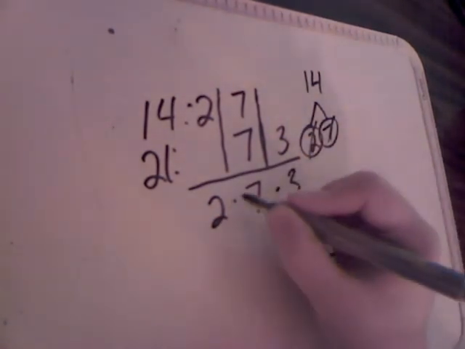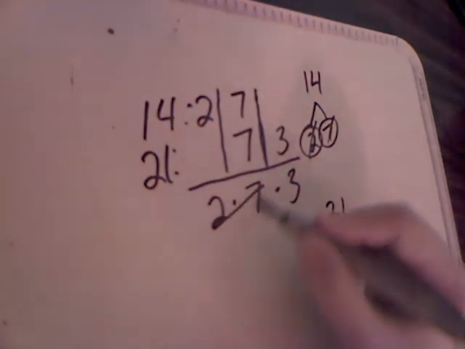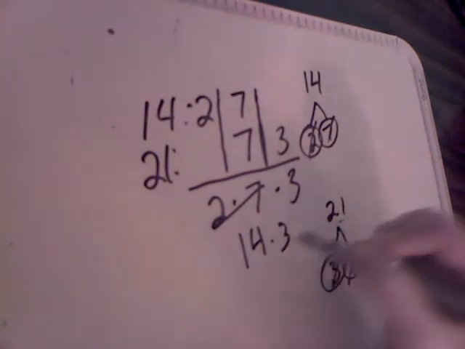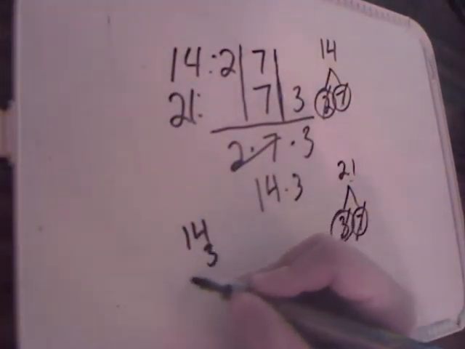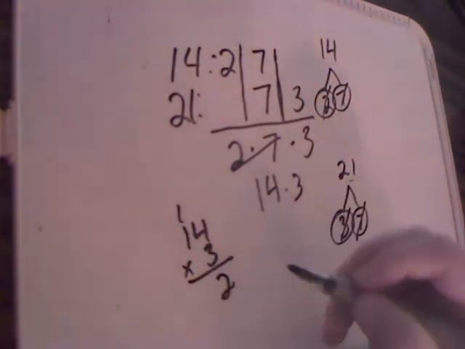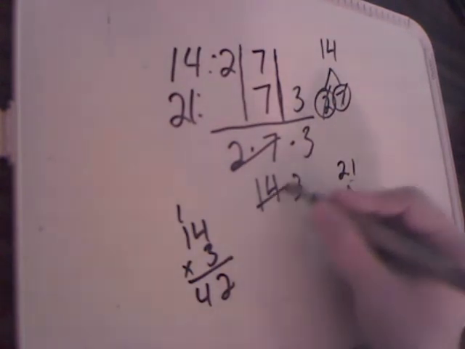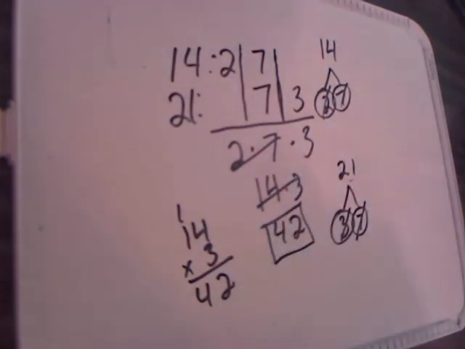Put a multiplication sign between each number. All you have to do is multiply, and you will figure out what the LCM is. So 2 times 7 is 14 times 3. Let's show our work here when we figure out what 14 times 3 is. 3 times 4 is 12. 3 times 1 plus 1 is 4. 14 times 3 is 42. That is our LCM using apartment style.